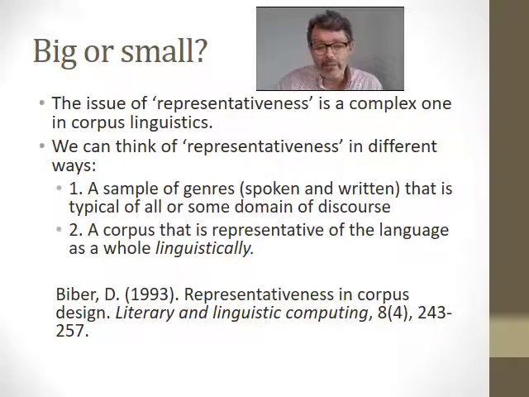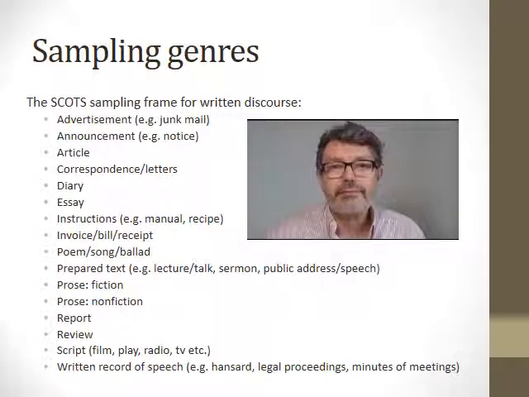We can think of representativeness in different ways. It might involve a sample of genres, spoken and written, that is typical of all or some domain of discourse. Or secondly, it might involve a corpus that is representative of the language as a whole, linguistically. For the latter view, Douglas Biber's 1993 article on representativeness in corpus design is a key text. But let's think of the first kind of representativeness first.